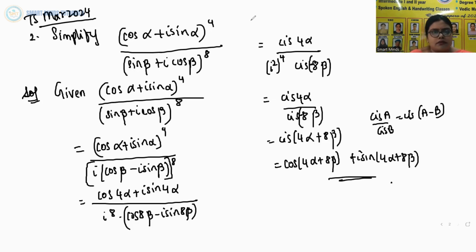This is the answer. Okay, so we'll continue with De Moivre's theorem VSAQs. Now the next 3 to 4 questions which I will be doing are very, very important. So this is question number 3.